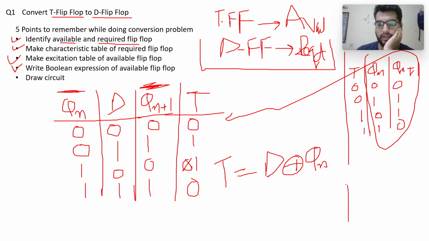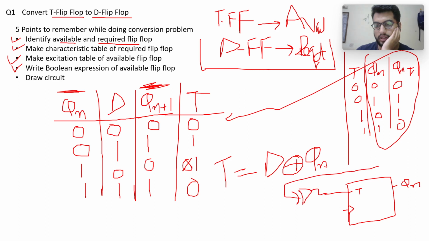So what was our available flip-flop? Our available flip-flop was the T flip-flop. So this was T, and here will be my clock, and here is Qn. T will go like this, and one input will be D. So this is my D flip-flop using the T flip-flop. These are some of the general steps you can follow, and based on these steps we'll solve the next problem.